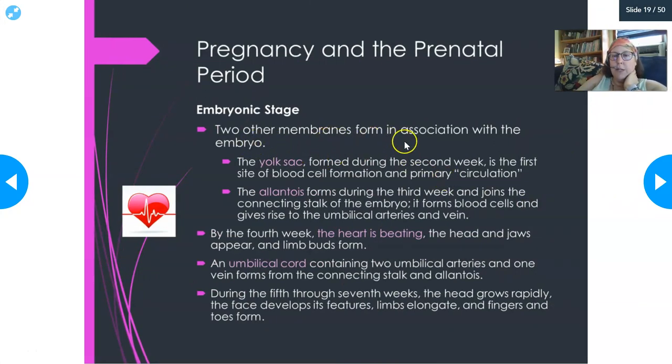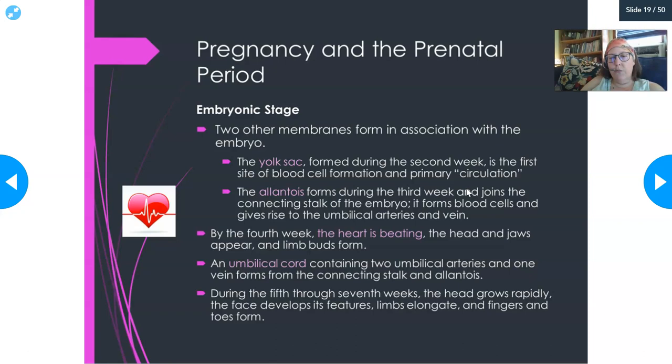The two membranes form in association with the embryo. So we have the yolk sac and the allantois. So the yolk sac is formed during the second week, and it's the first site of blood cell formation and primary circulation. So it's the beginning of production of red cells and the immune system and all of that.